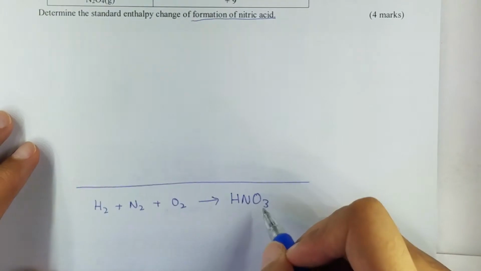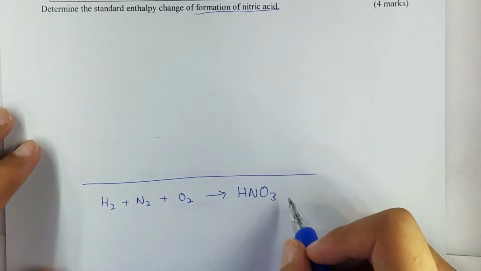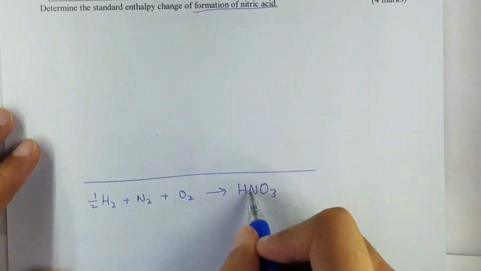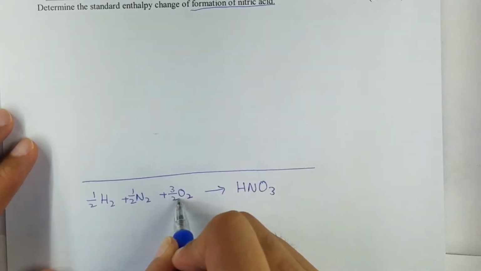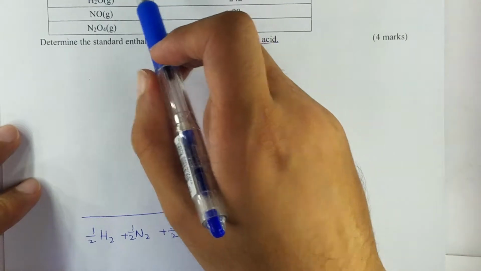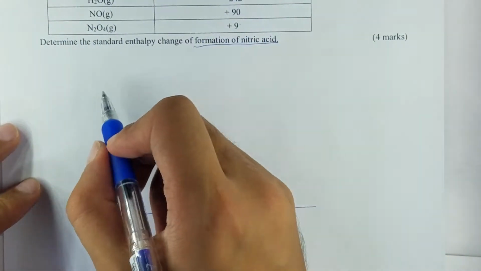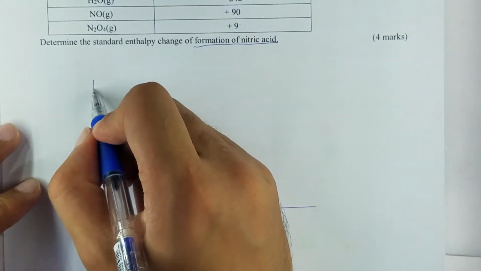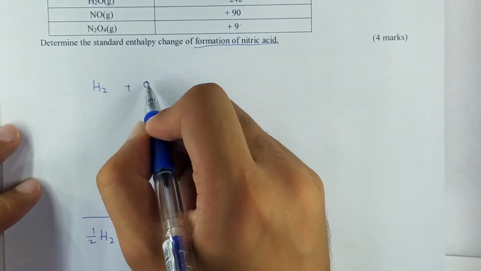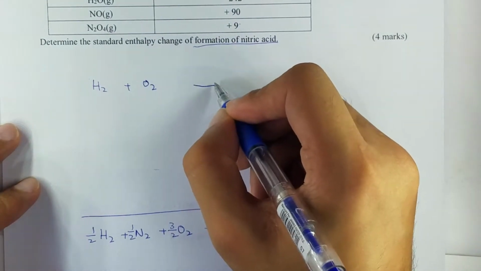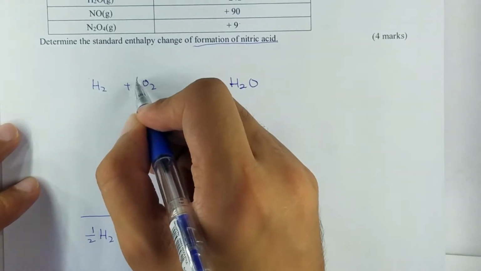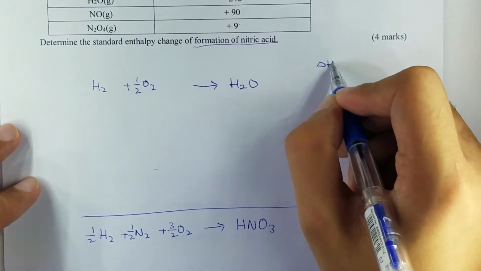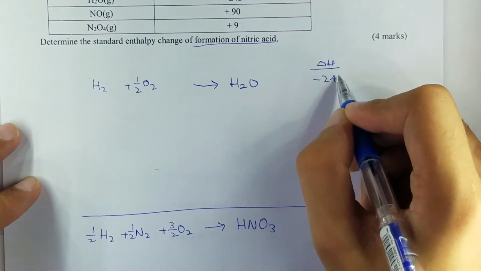So formation is 1 mole of substance formed under the standard state. We need to make sure it's 1 mole here, so we have to do this one over here. So 3/2. Next, let's look at these. We have water. Now this is formation, so H2 plus O2. I like to keep the arrows on the same side so it's easy to see. And formation, so it's 1 mole, so I need to do this. And then delta H is -242.